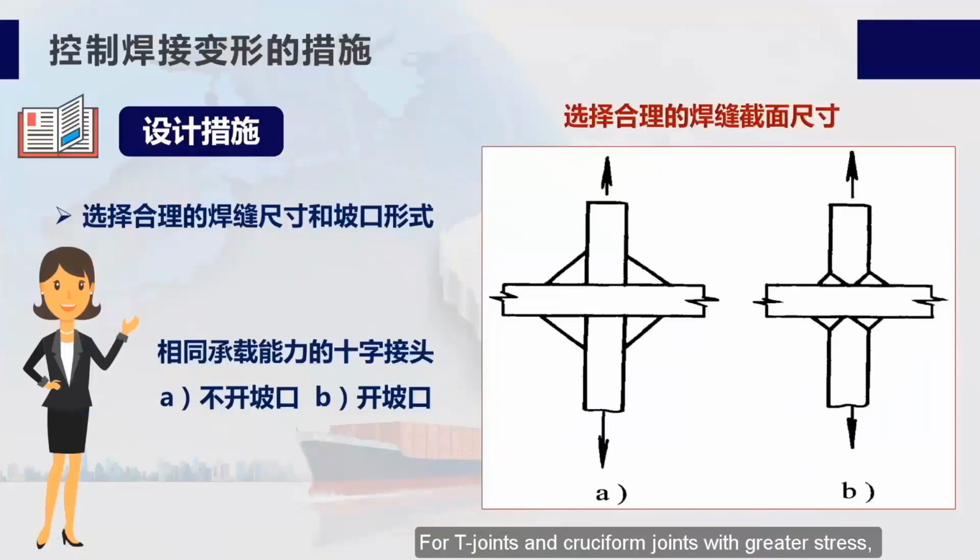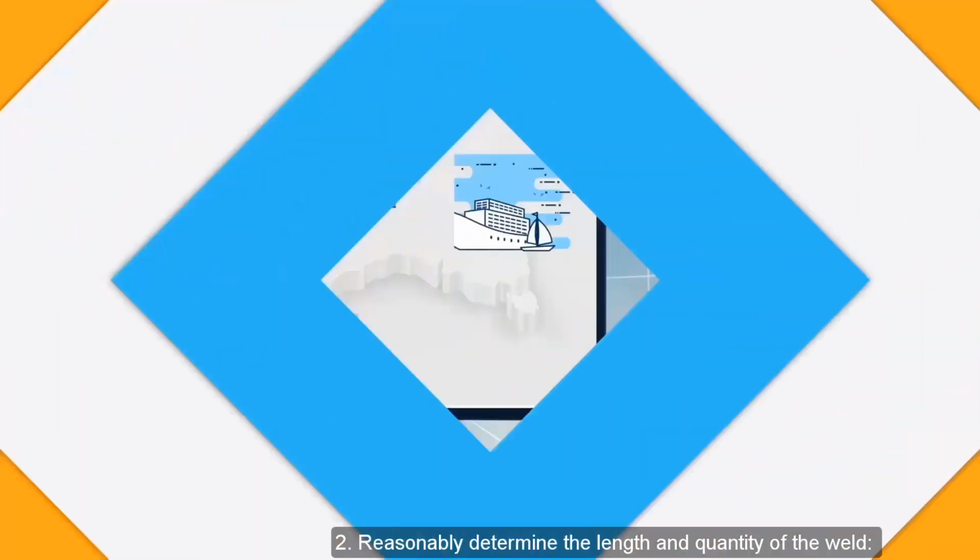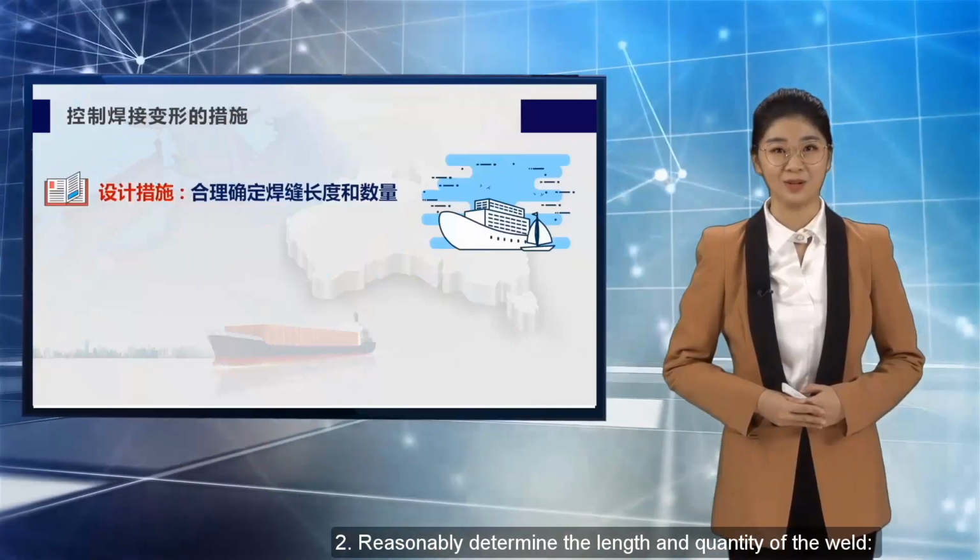For T-joints and cruciform joints with greater stress, under the condition of ensuring the same strength, the open grooved weld has less weld metal than the general fillet weld, as shown in the figure, which is beneficial to less welding deformation. 2. Reasonably determine the length and quantity of the weld.